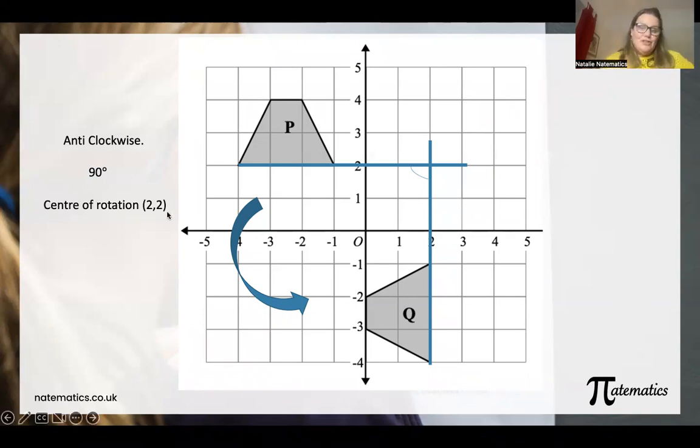Now, what we also have to show with rotation is, obviously, the rotation, the direction, the angle, so how much we have rotated it in terms of degrees, and then where we fix the point. That's literally where you, with your pencil, fix the tracing paper and rotate round.